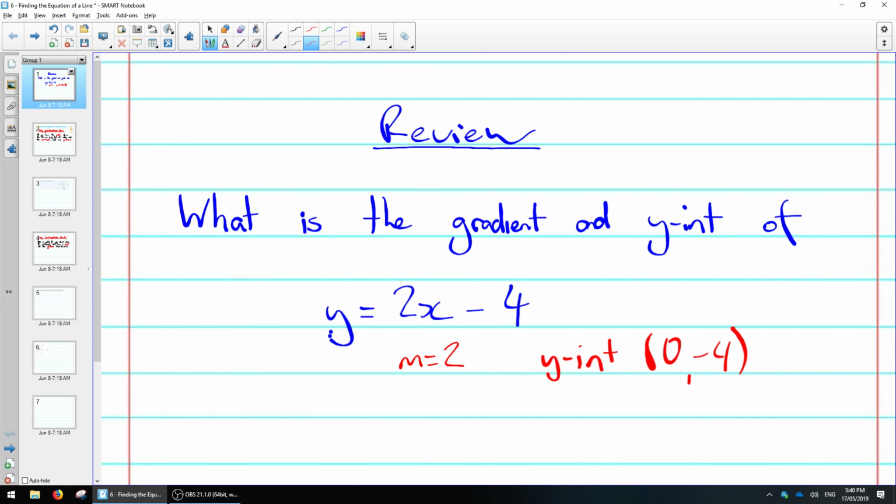Remember, we want to add that 0 as well, because when we talk about the y-intercept, we want the complete coordinates, right? To say that the y-intercept is -4, people understand what you're saying, but the best thing to do is to write (0, -4), because those are the coordinates of that y-intercept.